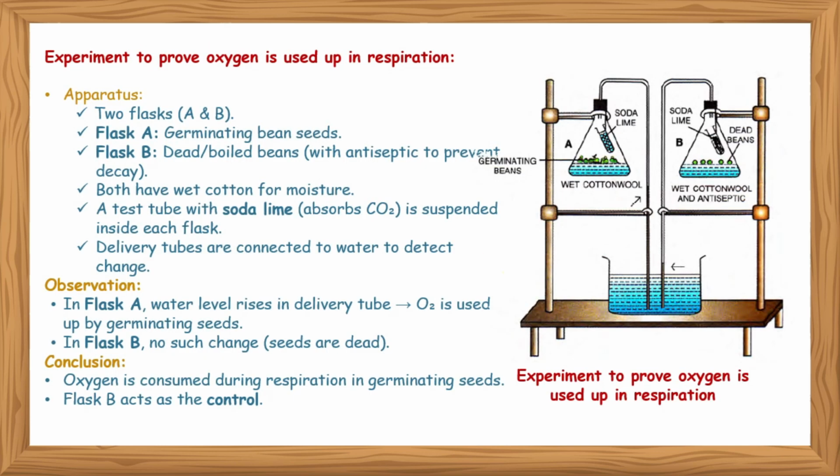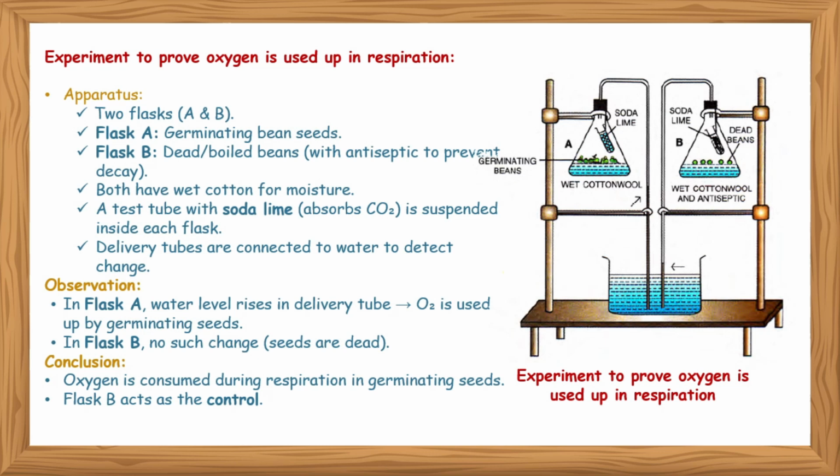Experiment to prove that oxygen is used in respiration. Two flasks, A and B. Flask A contains germinating bean seeds and flask B contains dead or boiled beans with antiseptic to prevent decay. Both have wet cotton for moisture. A test tube with soda lime, which can absorb carbon dioxide, is suspended inside each flask. Delivery tubes are connected to water to detect changes.